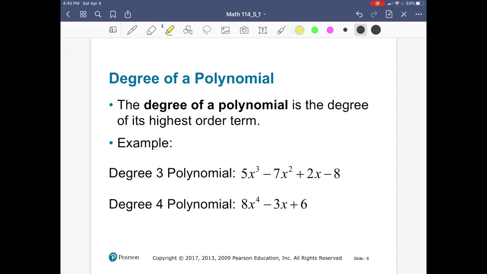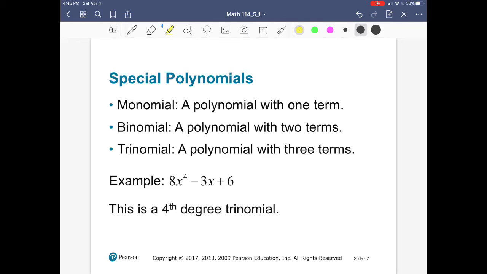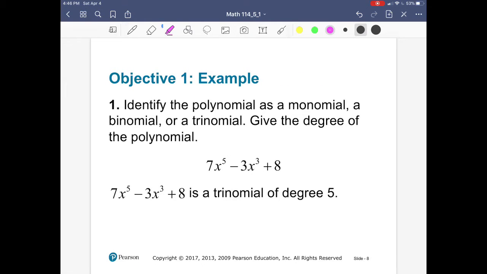The degree of a polynomial is the degree of its highest order term. So we put this in order. The highest one is 3, so this is considered degree 3. The highest power of this one is 4, so it's a degree 4 polynomial. We have other terms: monomial, binomial, trinomial. Example: this is a trinomial because it has 3 terms, and it's degree 4 because the highest exponent of a variable is 4.